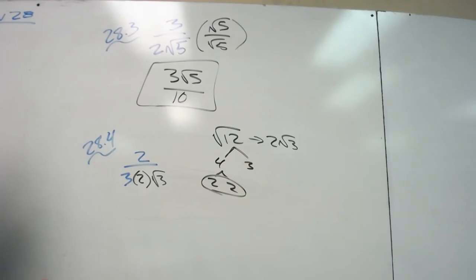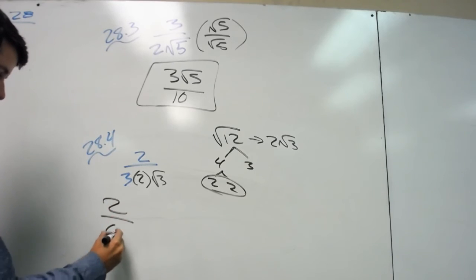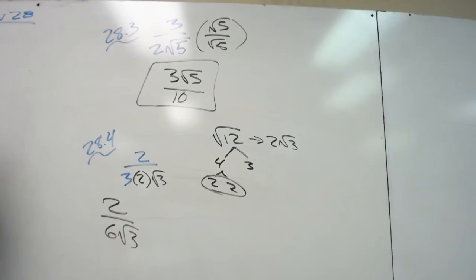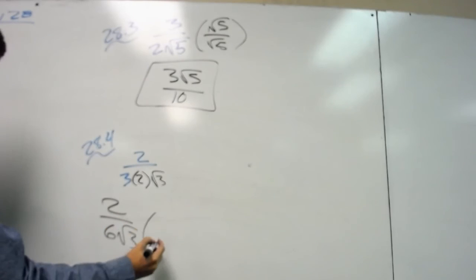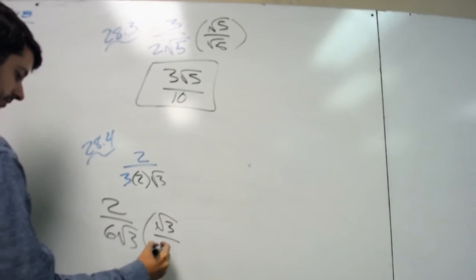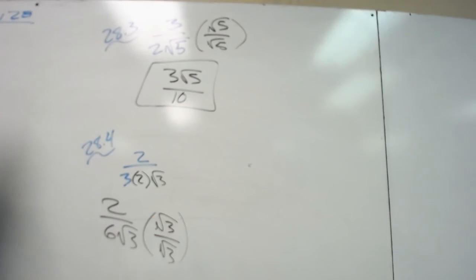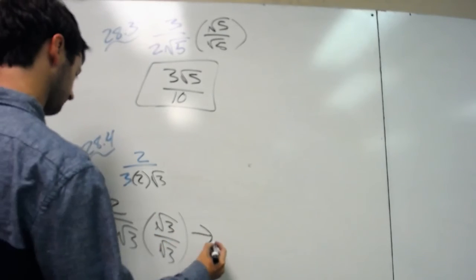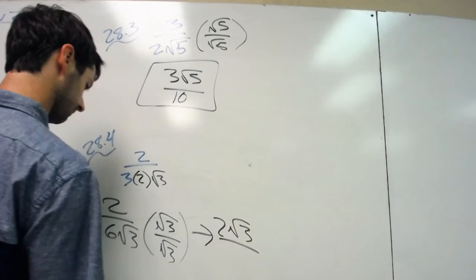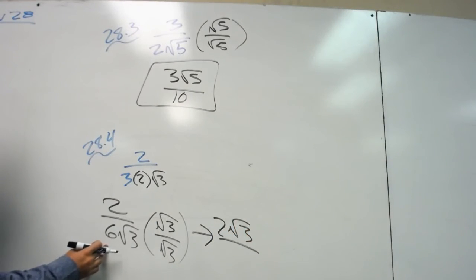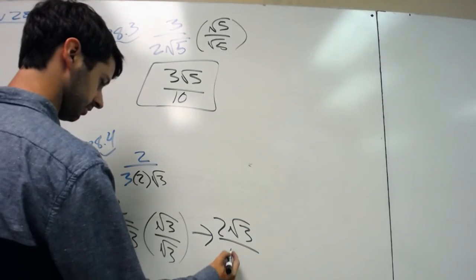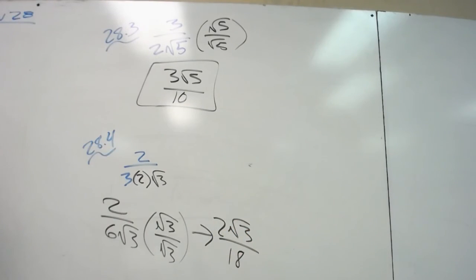Go ahead and multiply the 3 times 2, so 2 over 6 radical 3 is where we're at now. And just like we did with the last one, you multiply by the radical on top of itself. Radical 3 over radical 3, and we get 2 radical 3 over 3 times 6. 3 times 6, 18. Is there any other way you can simplify it?